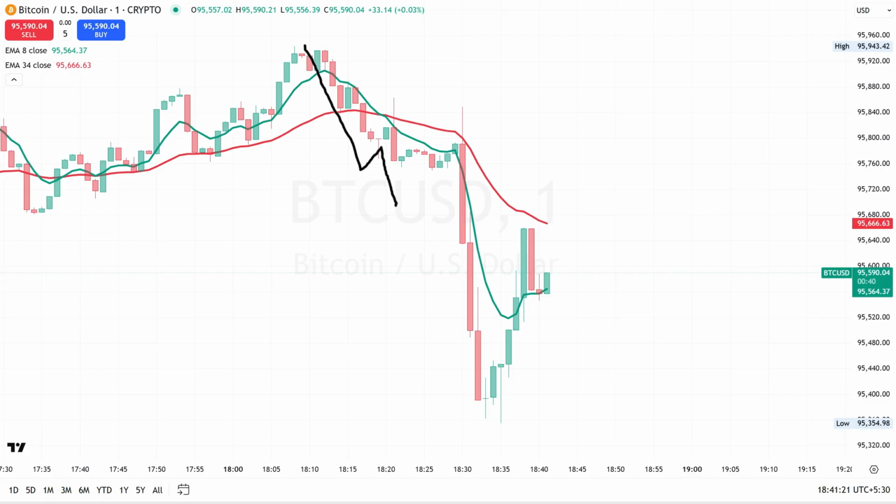If you take a look at the chart, you can see that the market has just made a sharp move downward, following a clear downtrend. But right here, something interesting happens. The market starts to show signs of a potential reversal. Now, how do I confirm this reversal? It's all about reading the candlestick patterns.